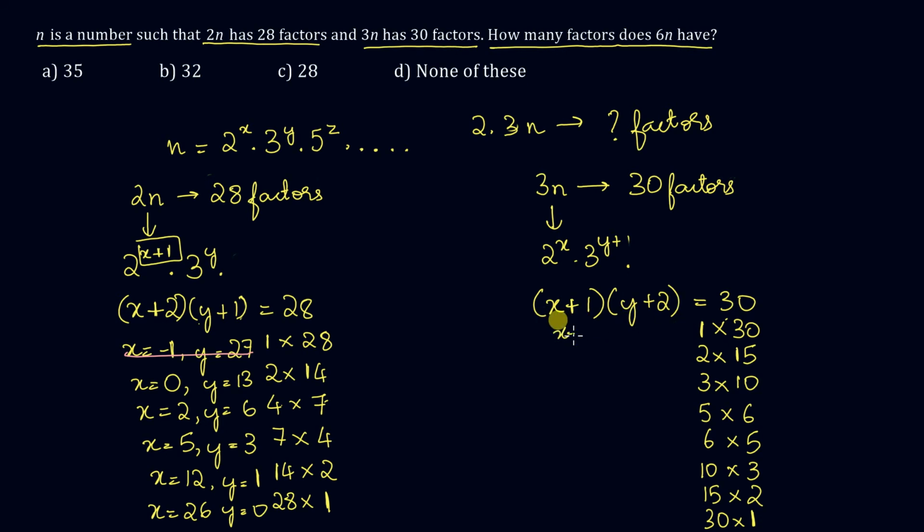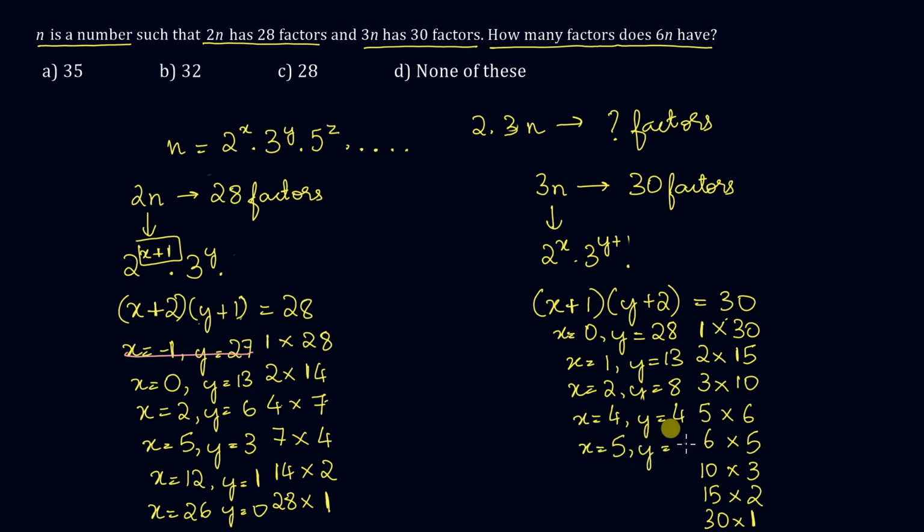Here x is 0 and y plus 2 is 30, which means y is 28. X is 1 because x plus 1 is 2, and y plus 2 is 15, which leaves us with y is 13. X is 2, y is 8, right? X is 3, y... No, not 3. X is 4, sorry. X is 4 and y equal to 4. Oh, this is nice. X is 5, y equal to 3.